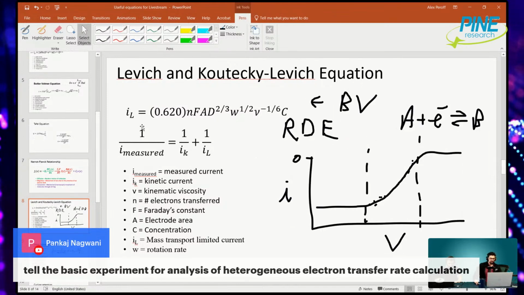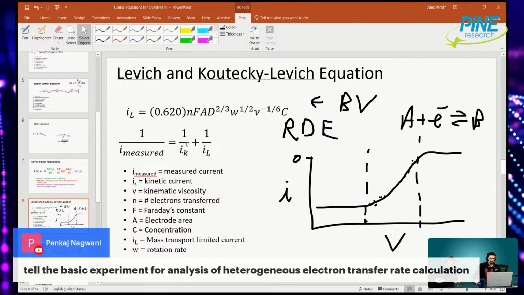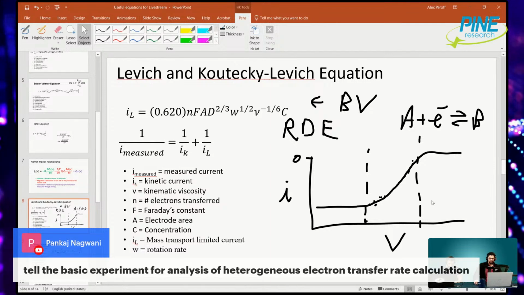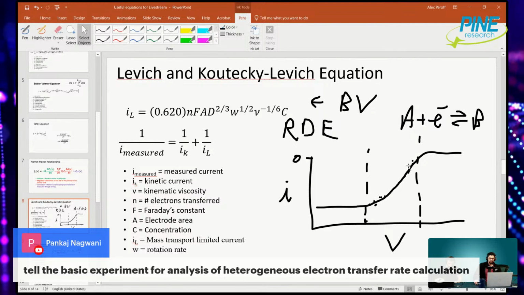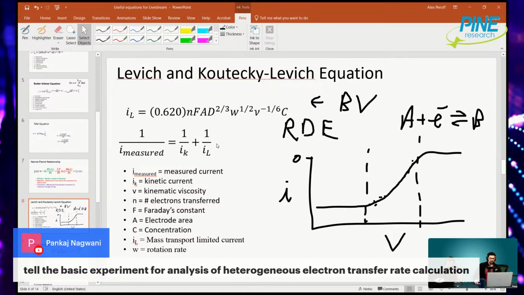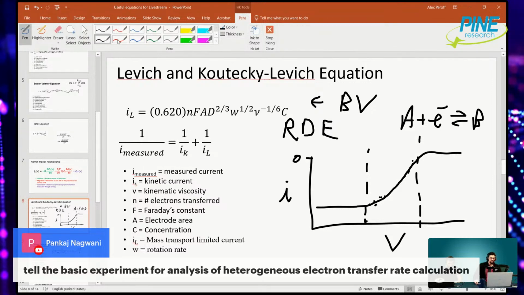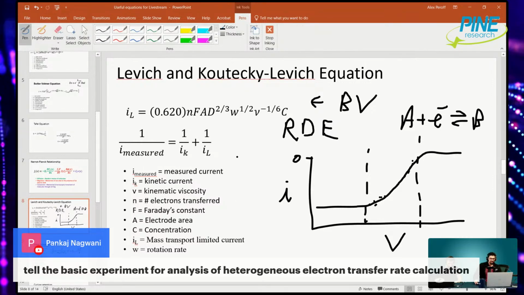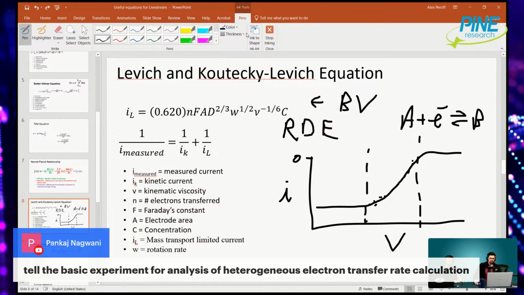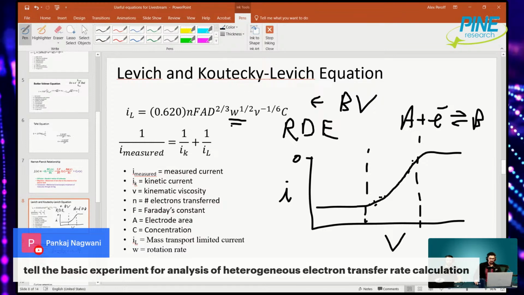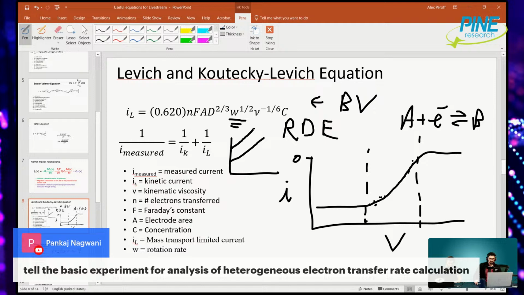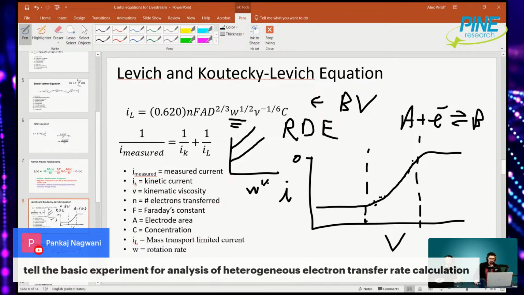The Koutecky-Levich equation says that 1 over the measured current is equal to 1 over the kinetic current plus 1 over the mass transport limiting current. We can use the data points along here to create this kind of plot. You'll be varying the rotation rate, so you'll have a variety of different rotation rates, and you'll get plots that look like this, against rotation rate to the 1/2.